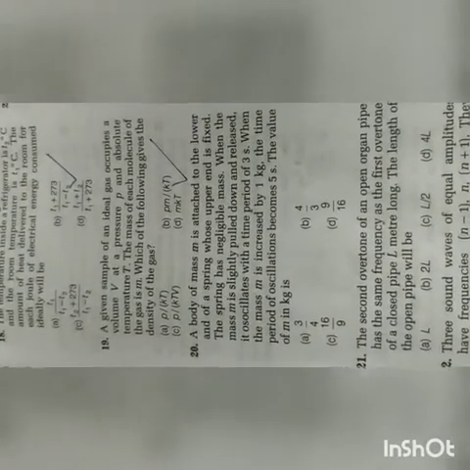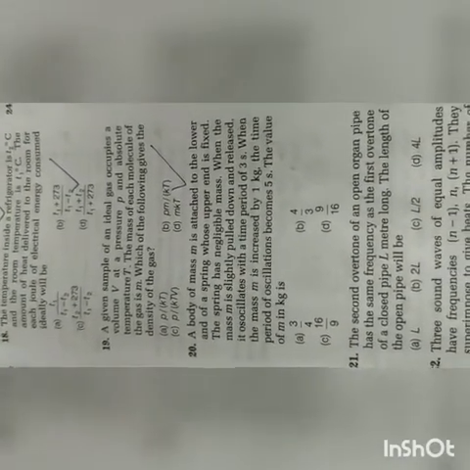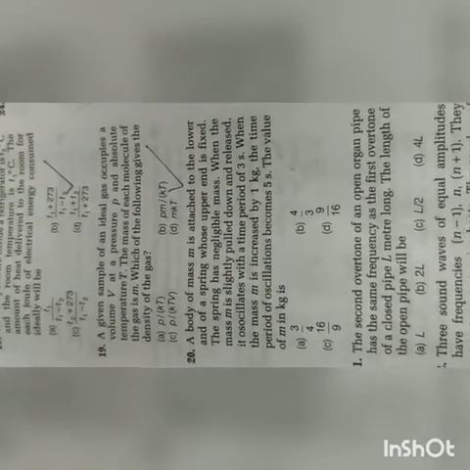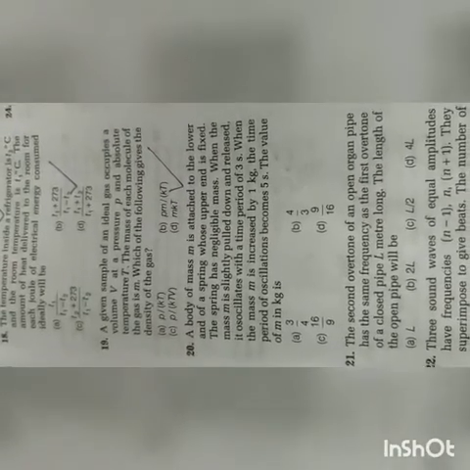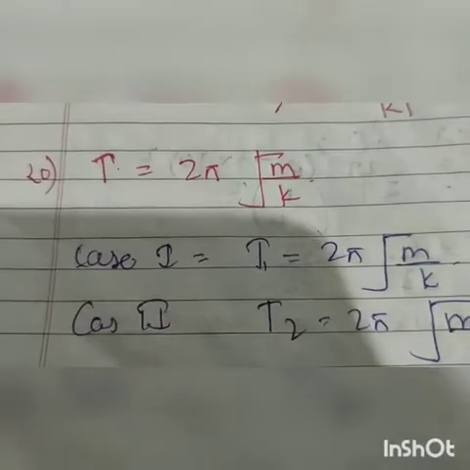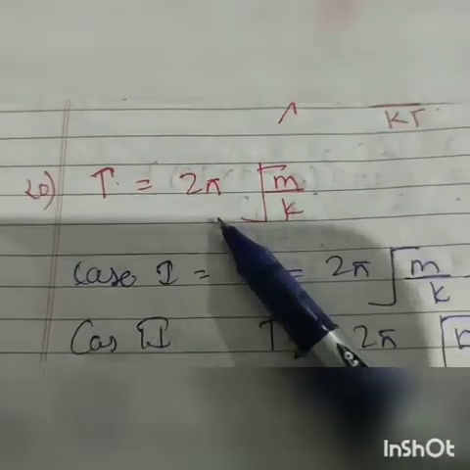Now question number 20. A body of mass m is attached to the lower end of a spring whose upper end is fixed. The spring has negligible mass. When the mass m is slightly pulled down and released, it oscillates with a time period of 3 seconds. When the mass m is increased by 1 kg, the time period of oscillation becomes 5 seconds. The value of m in kg is... As we know, the time period T is equal to 2π√(m/k).